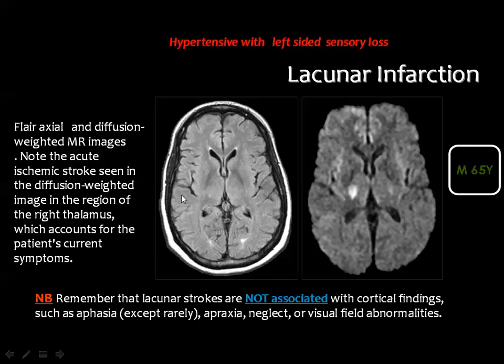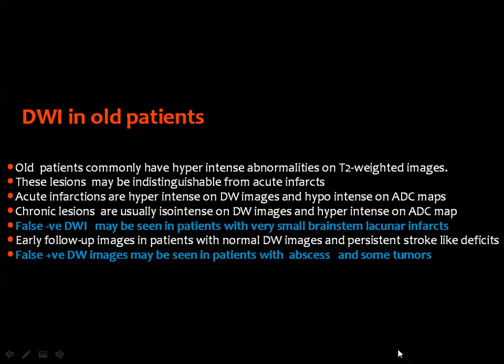In this FLAIR image, you can hardly see this lesion, but the lesion is quite bright in the diffusion weighted images. And in old patients, you know that due to subcortical arteriosclerotic changes, you get too many bright lesions around the ventricles in the white matter in both T2 and FLAIR images. And if the patient had an acute insult at that time, you are not able by routine MRI to separate the old lesions from the recent lesions.